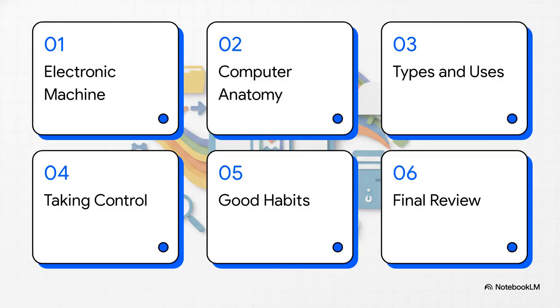Here is our structured roadmap for mastering the fascinating world of computers. We'll be covering: 1. Meet your electronic machine. 2. The anatomy of a computer. 3. Types and uses. 4. Taking control with the keyboard and mouse. 5. Good computer habits. And finally, number 6, the final review.